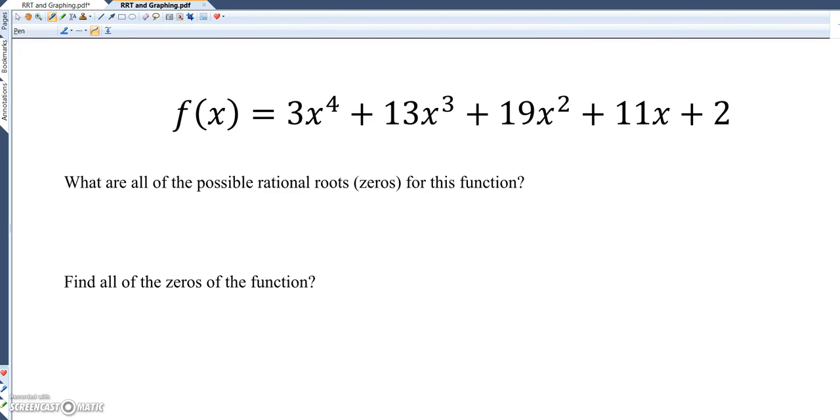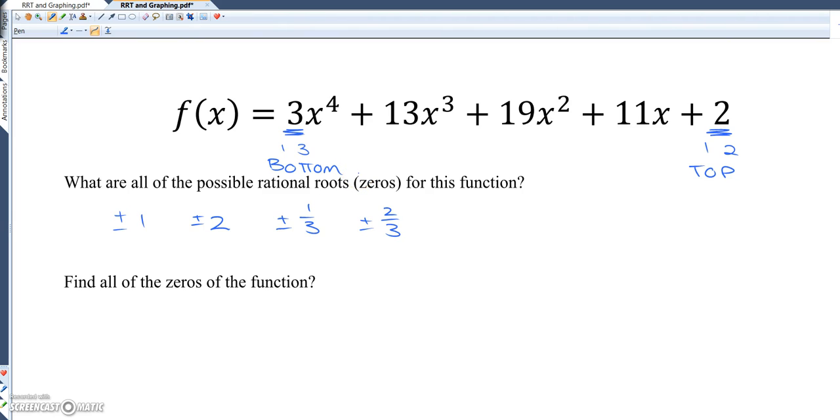Here's my first problem. It says, what are all the possible rational roots or zeros for this function? Remember, the bottom comes from here. The bottom might be a 1. It might be a 3. The top comes from over here. The top could be a 1, possibly a 2. So all of the possible rational roots for this include positive or negative 1, positive or negative 2, positive or negative 1/3, or positive or negative 2/3. So remember, this is your top. The bottom came from the leading coefficient.